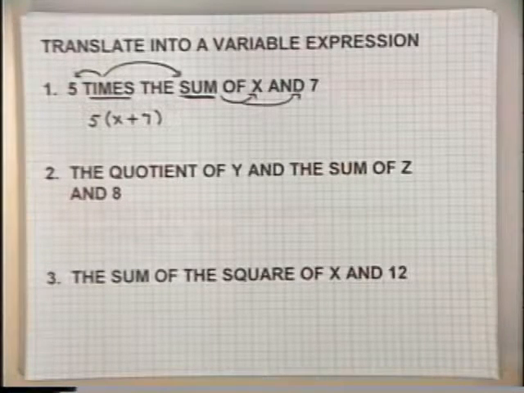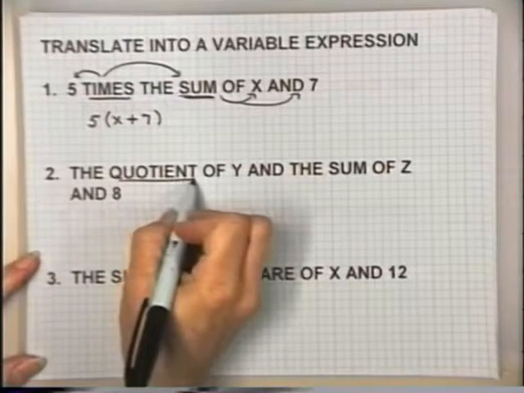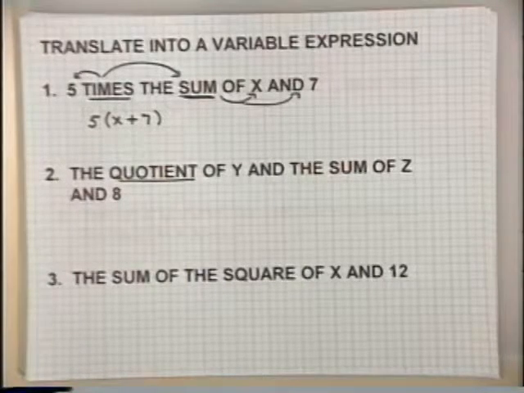Number 2, we have the quotient of y and the sum of z and 8. Again, this first word right here, the quotient, is indicating that we are dividing. As with multiplication, there are several symbols that we can use to indicate a quotient. Most of the time in algebra, we like to use the fraction bar to indicate a quotient, and that's the way I'm going to write this expression here.